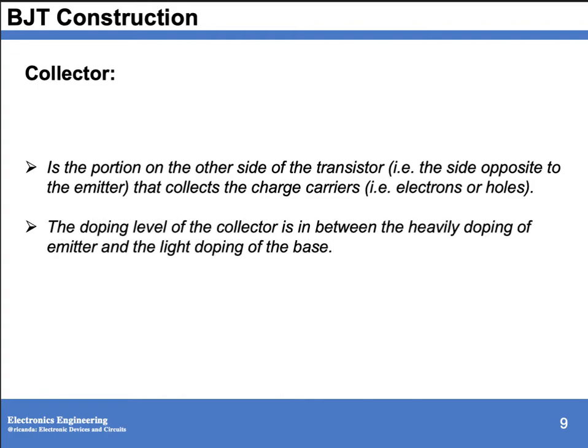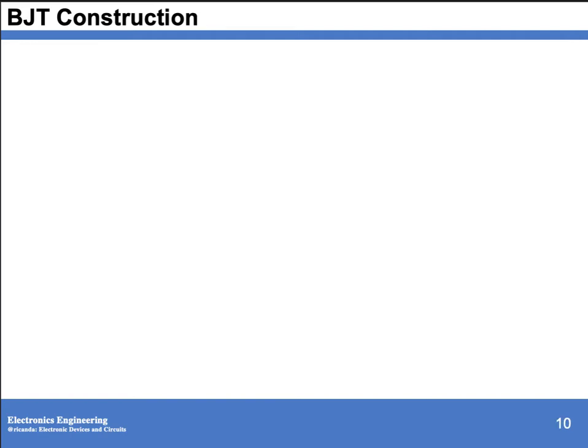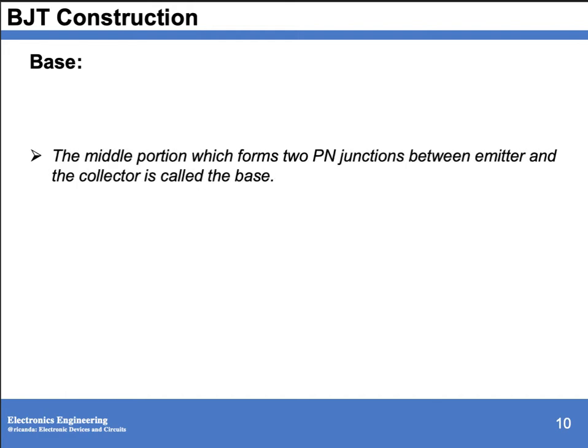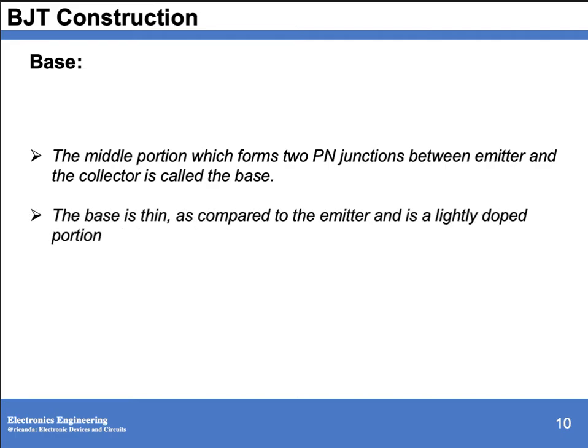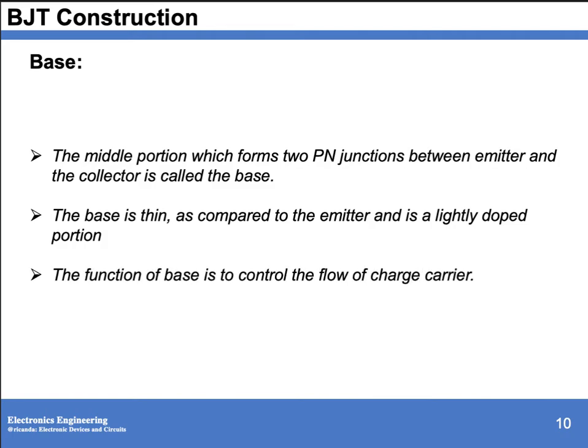The doping level of the collector is between the heavy doping of the emitter and the light doping of the base. The base is the middle portion which forms the two PN junctions between emitter and collector. It is thin as compared to the emitter and is a slightly doped portion. The function of the base is to control the flow of charge carriers. So to recall: emitter, supply; collector, collect; and base, control.